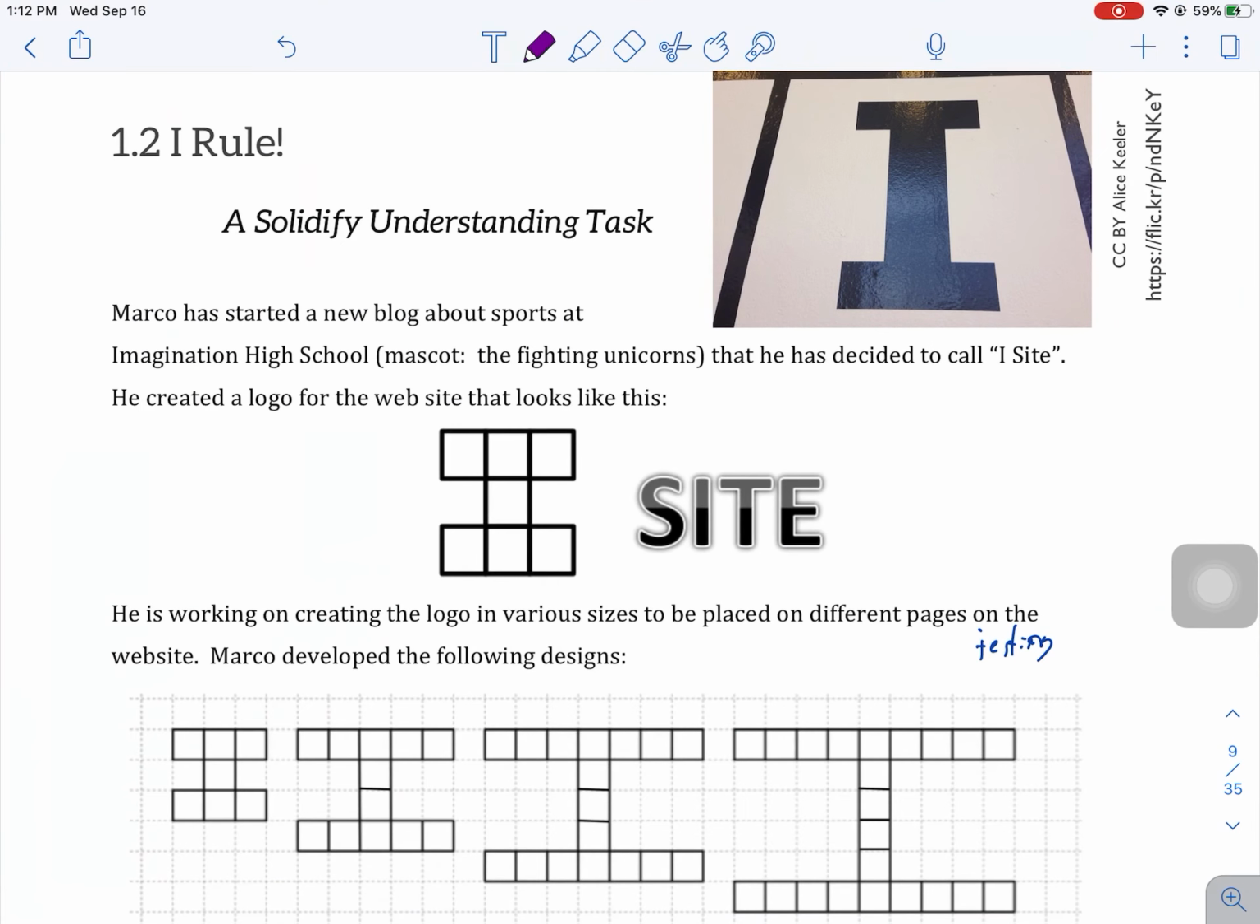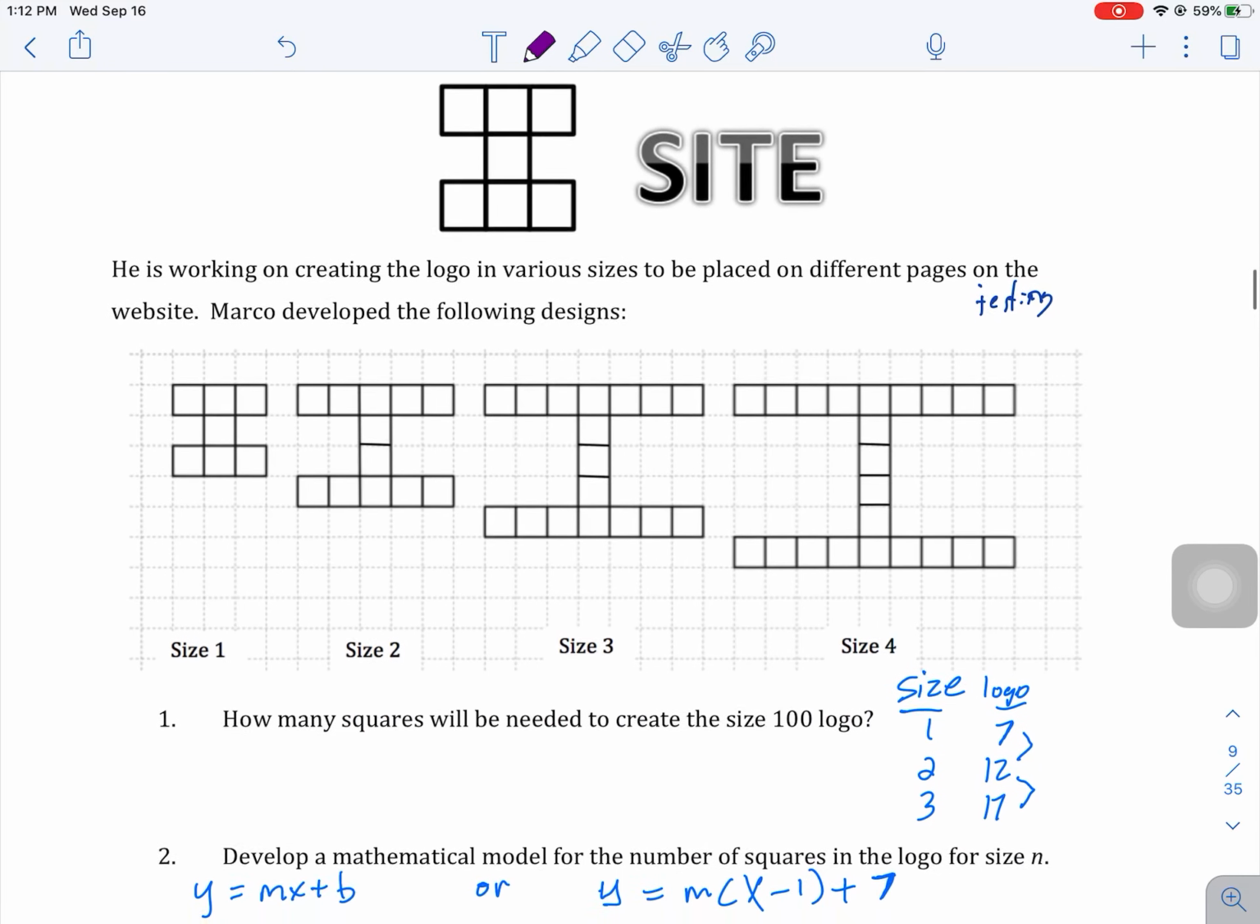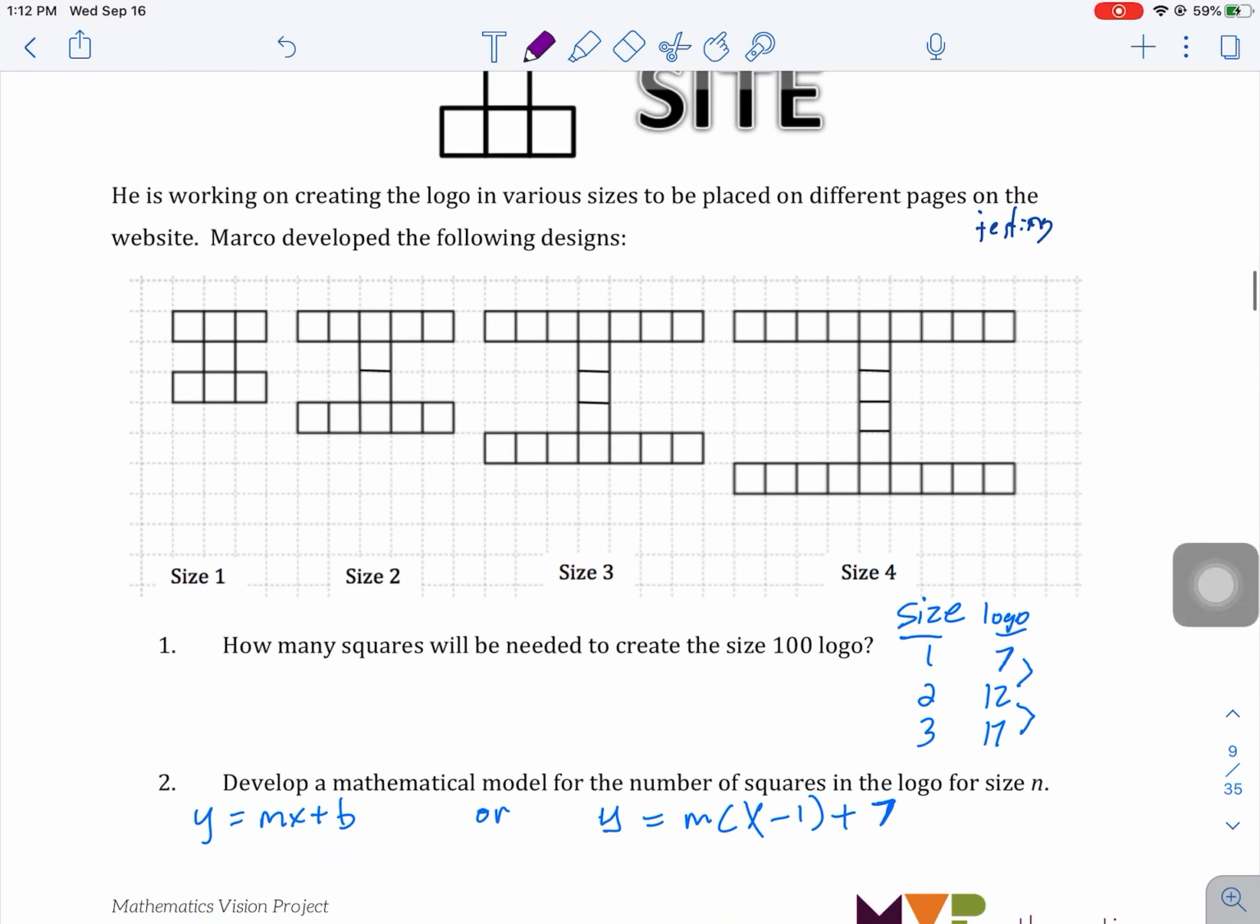Welcome. Let's go through 1.2.1, and this is the one with the logos that you can see here. One thing that I like to do is to start with tables, and you can see the first one is 7, the second one is 12, the third one is 17. From that we can get the pattern. We notice that the change is 5, so that will be the slope. It's constant, so therefore we know that it's a linear relationship.